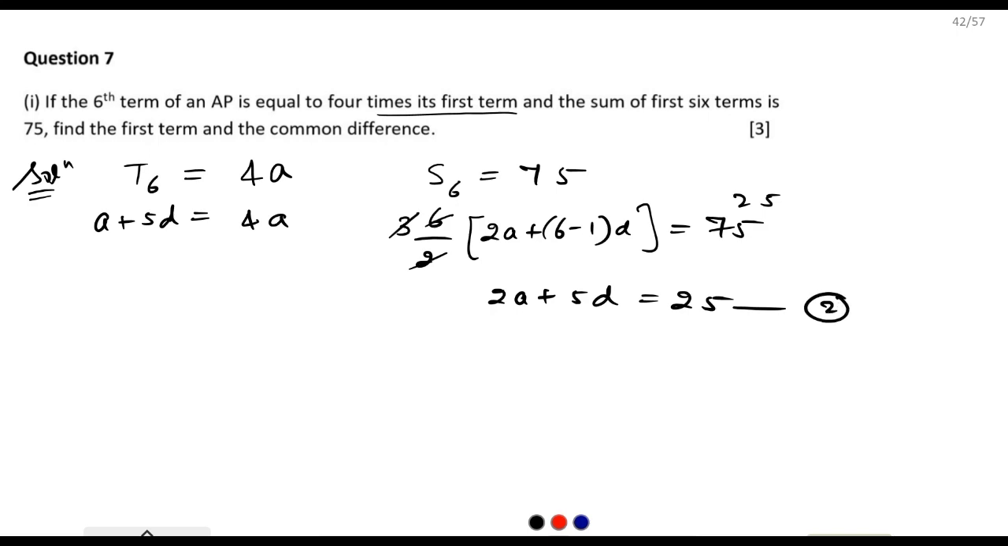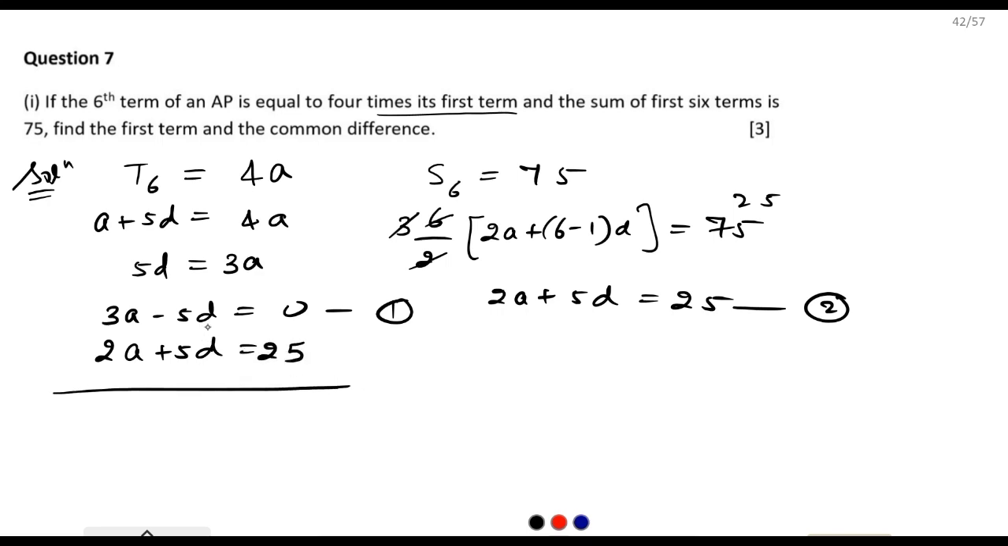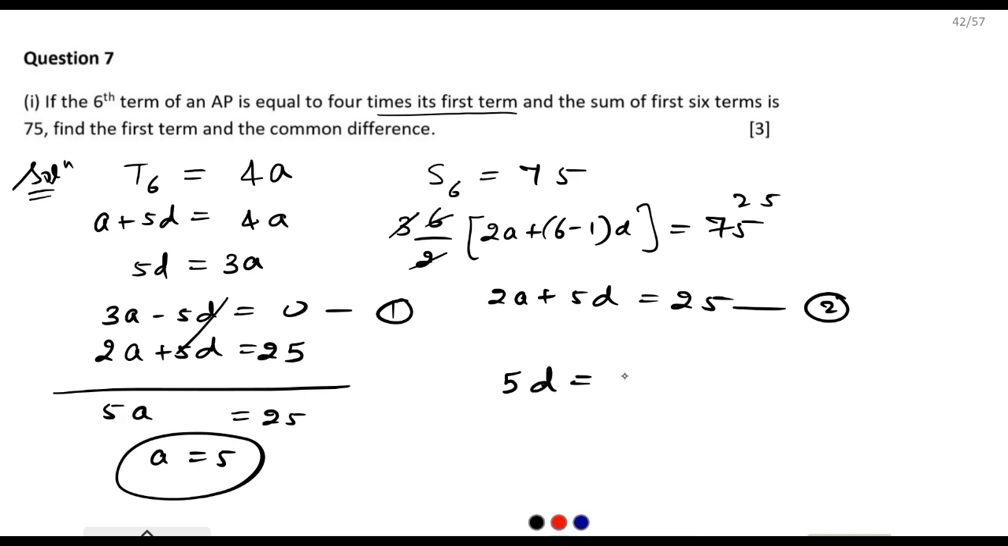This is equation 2. Equation 1 we solve a little more. 3A is equal to 5D, 3A minus 5D is equal to 0. Now solve equation 1 and 2. A is equal to 5 means first term is 5 and 3D is A, it means D is equal to 3. Common difference is 3.